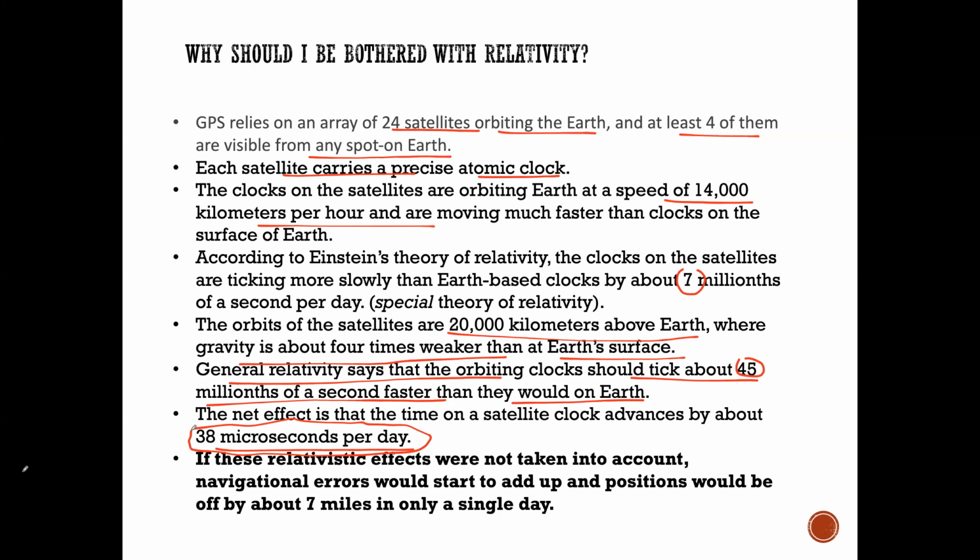Now, you would think that this is a very small difference that you don't need to worry about, right? And that is actually true if you are doing something in your day-to-day life. But as a result of this difference, if you did not take this into account for your GPS, when you do these GPS calculations to find locations, there will be navigational errors, right? Positions would be off by about 7 miles in only one single day, which means each day you have to do this correction for these clocks.